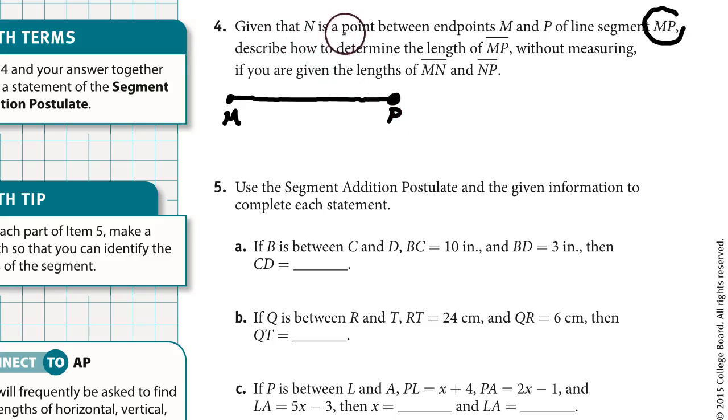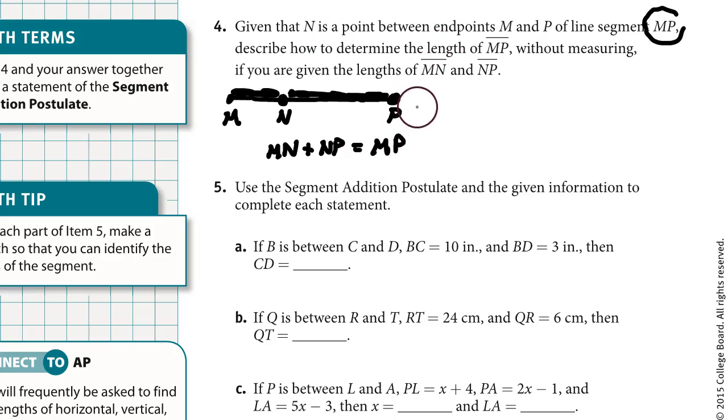It says that N is a point between these dots. Somewhere in between them, I'm going to put a dot and call it N. The question asks us, how could we determine the entire length from M to P if we knew that length and we knew that length? Do you see that you could add those two together and that would equal the total length? Writing that in symbols, length MN plus length NP is equal to length MP. The two shorter pieces equal the total length.